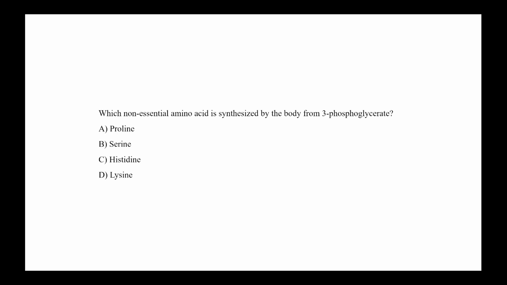Which non-essential amino acid is synthesized by the body from 3-phosphoglycerate? Option A, proline. Option B, serine. Option C, histidine. And option D, lysine.